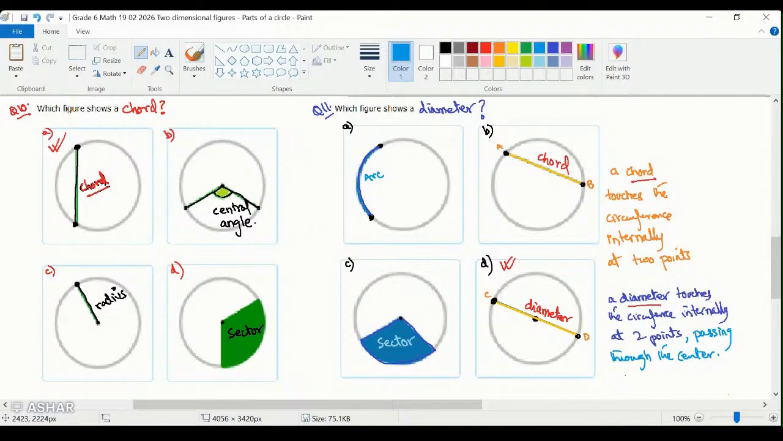Or we can also say the diameter is the longest chord. The longest chord has a name that is called a diameter. Thank you, Ashik. Thank you so much. Small differences, but we need to keep those small differences in mind. They can ask you what is the difference between a chord and a diameter. Just say the diameter passes through the center. The only difference is that the diameter has to pass through the center.